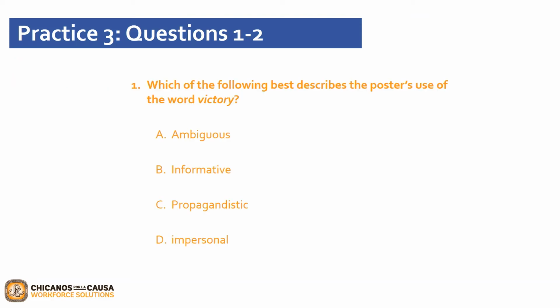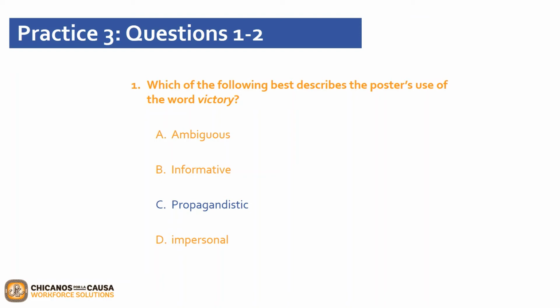Welcome back. Let's read question 1. Which of the following best describes the poster's use of the word victory? A, ambiguous, B, informative, C, propagandistic, D, impersonal. If you chose C, propagandistic, you are correct. The poster is targeting the emotions of American citizens, asking them how they will support and participate in victory.